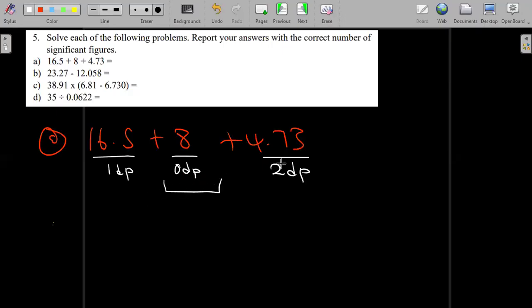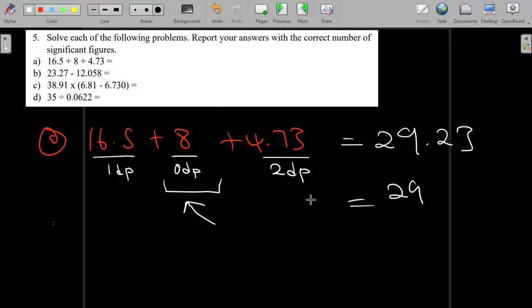Okay, so you just punch this onto your calculator. What are you going to get? Okay, so when I punch this onto my calculator, I'm getting 29.23. But remember, our answer should have 0 decimal places. So it means our final answer will just be 29 there. That's all. Okay, so those are the rules that we follow when we are adding or subtracting.